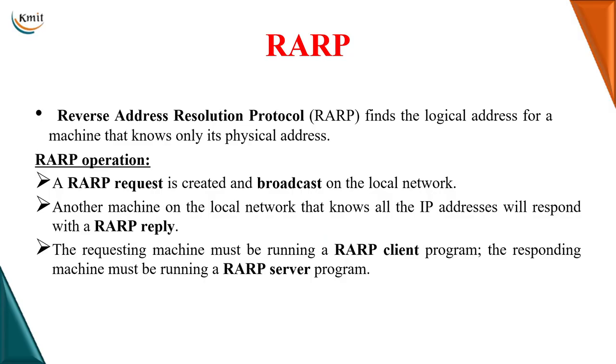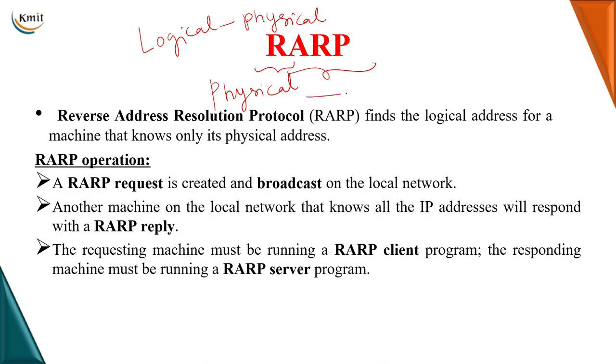Then coming on to the second protocol, that is RARP. ARP we have already learnt. Now this is reverse ARP, reverse address resolution protocol. That means it is a reverse of ARP protocol. ARP said, I know the logical address, I want the physical address. What RARP says is that I have my physical address, I want an IP address for my device.